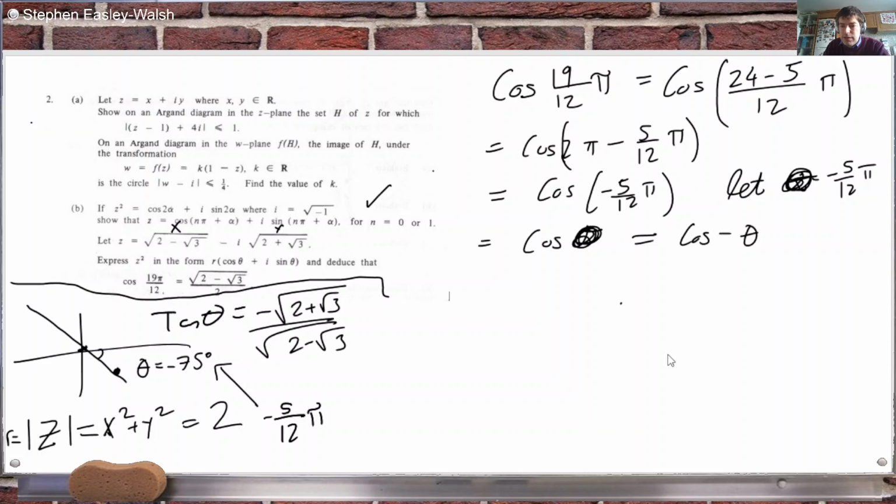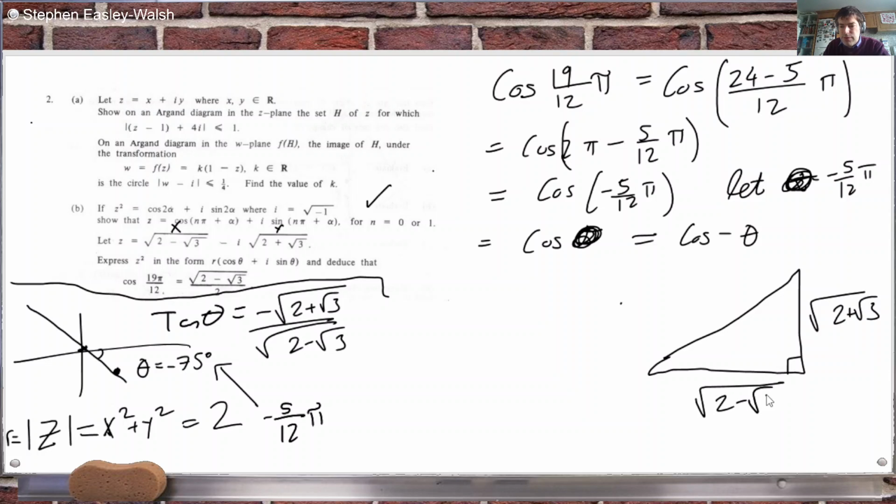So what I can do is just not worry about the minus signs and just draw a triangle. And this side is root 2 plus root 3, and this side here is root 2 minus root 3. I'm going to need to get the hypotenuse, but I do know it. It's 2 from here, so I don't even have to use Pythagoras. I have it already from earlier. So that's equal to root 2 minus root 3 over 2.